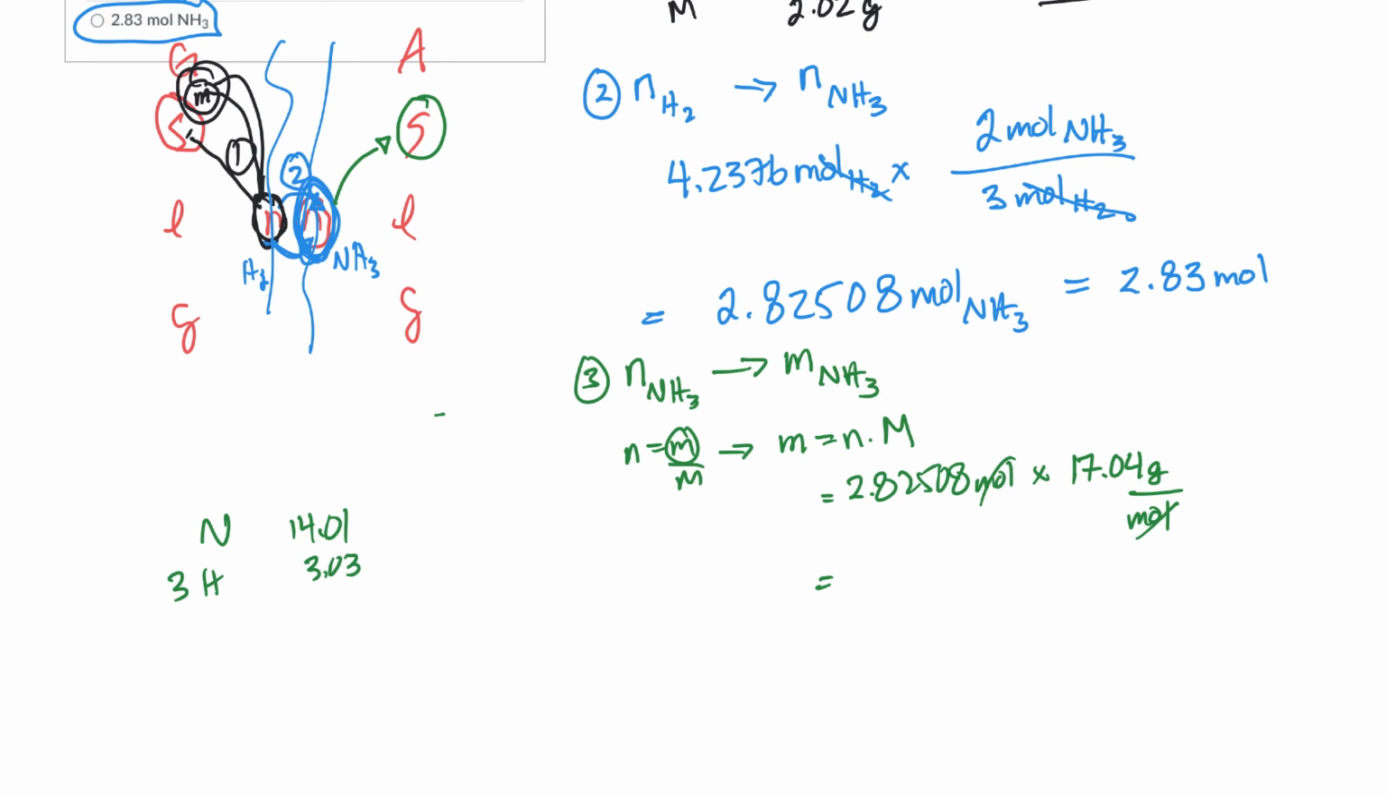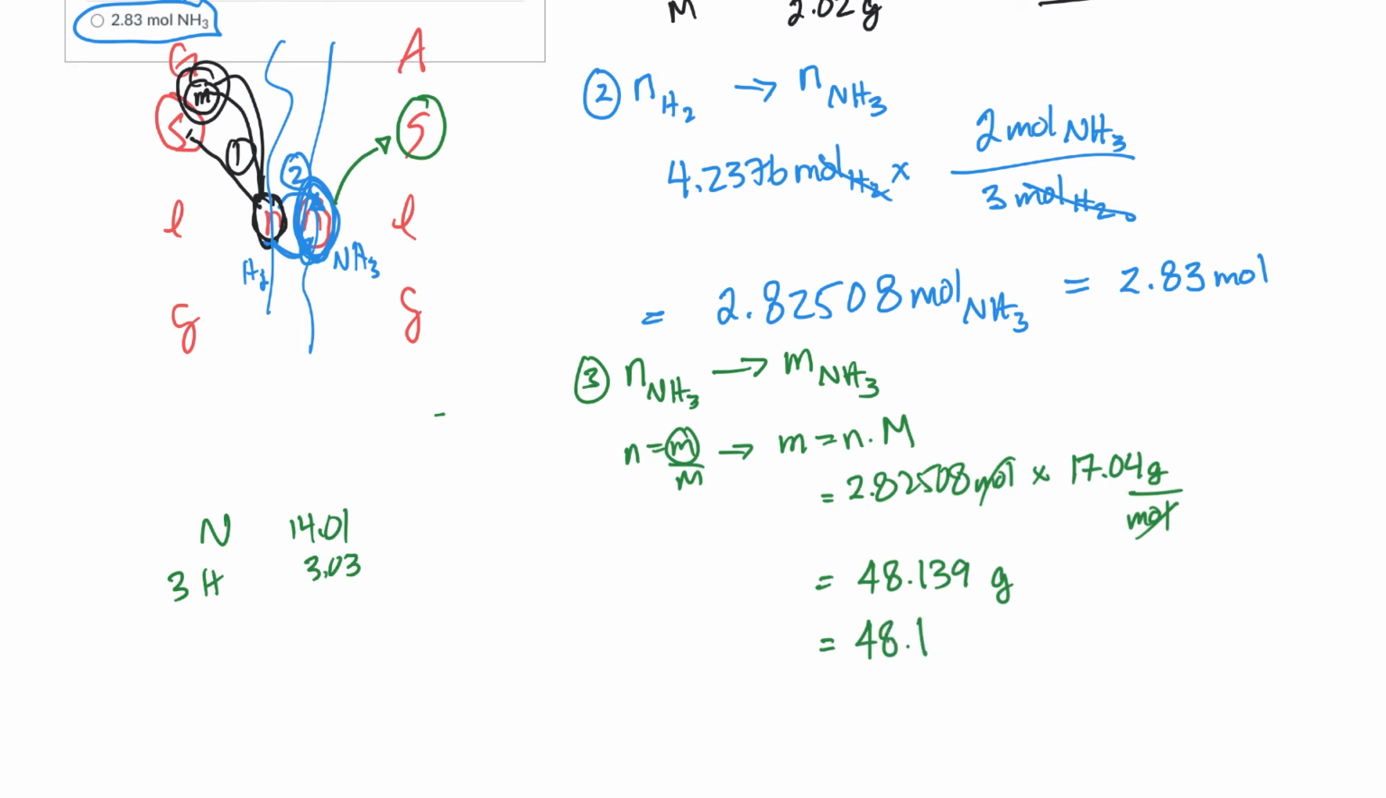Moles cancel, so if you multiply those two, times 17.04, I get 48.139 grams of ammonia. I'd round it to sig figs, 3, so 48.1.